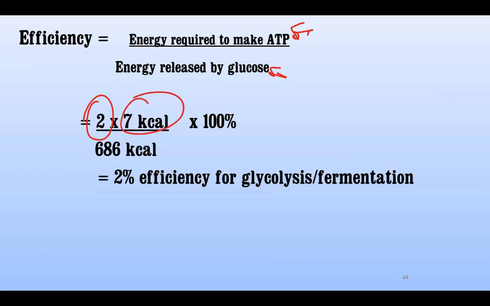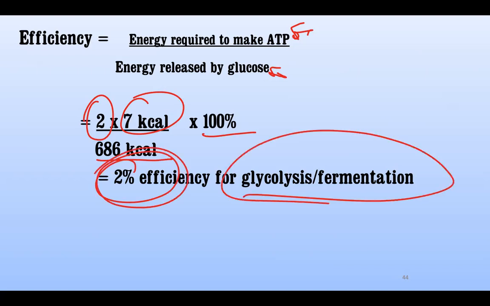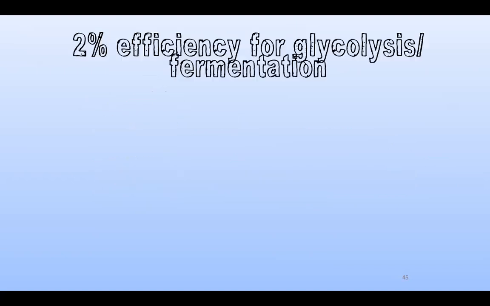Each one can release 7 kilocalories, and one standard amount of glucose contains 686 kilocalories. Times 100% gives us a grand total of 2% efficiency for glycolysis and fermentation pathways. So of all of the energy in glucose, we only get 2% of the energy out.